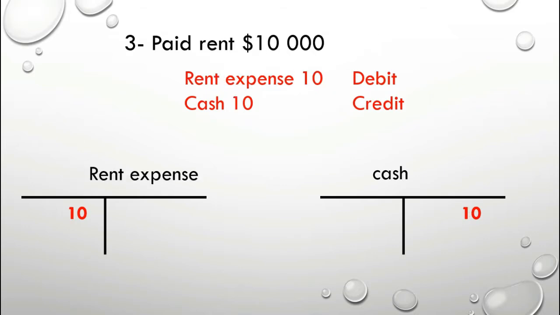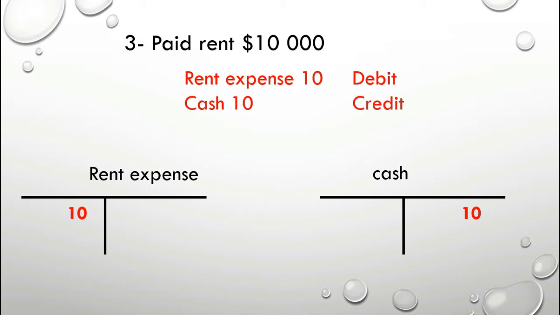Paid rent 10,000. When you are paying rent, cash is going out of the business. Cash is an asset. Reduction in asset, we know, is credit. Cash asset is going out. When reducing, we will credit the cash account. Rent is an expense. Expense, we know, increases. When you are paying rent, rent expense is increasing. So the expense element is increasing. Increase in expense is always debited. So we can go to the rent expense account and on the debit side we can add 10,000. So debit 10,000 is equal to credit 10,000.